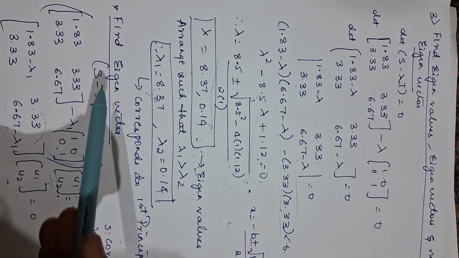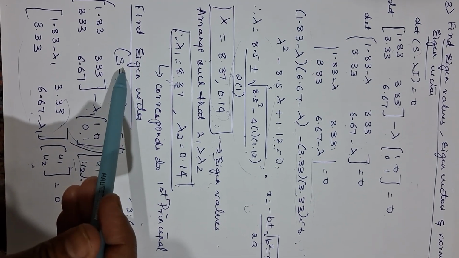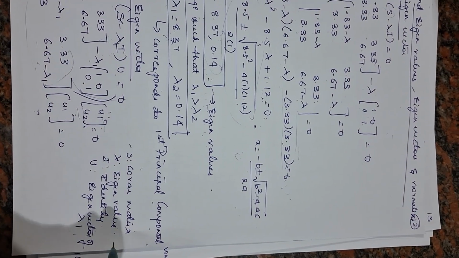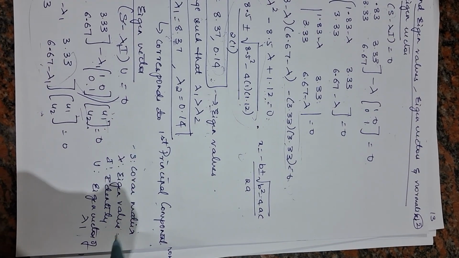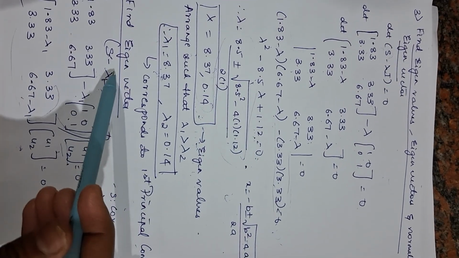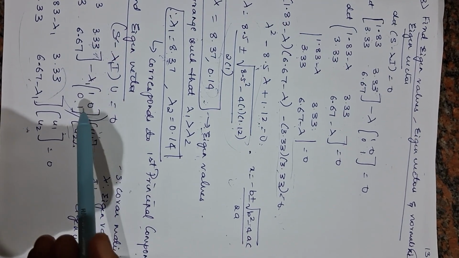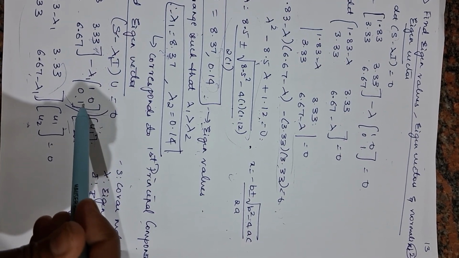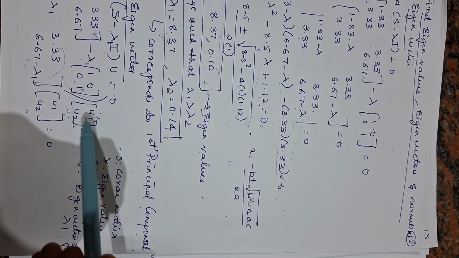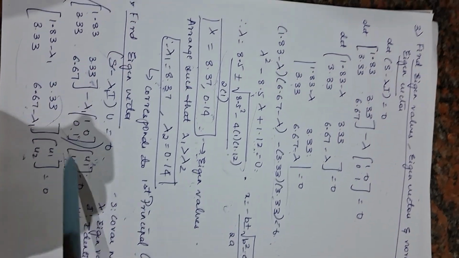To find the eigenvector, (S minus lambda I) into U is equal to 0, where S is the covariance matrix, lambda is the eigenvalue, I is the identity matrix, and U is the eigenvector of lambda 1. So substitute S, the covariance matrix which you found in step 2, minus lambda into the identity matrix, which is 2 cross 2 in this case, into U, which in this case will be a 2 cross 1 matrix, U1 and U2, is equal to 0. Now solve the left hand side.